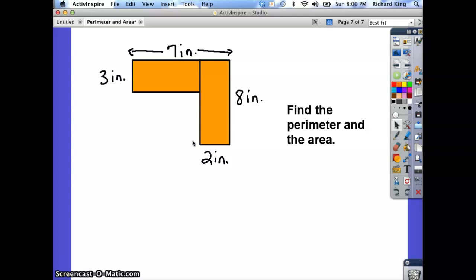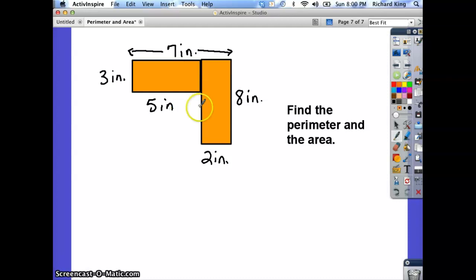But if you'll notice, this whole length across the top is 7 inches. And we know that this distance right here is 2 inches. And you know that this plus this right here would equal that total of 7 inches. So if we take the difference of the 7 and the 2, we'll find the length here, which is 5 inches.